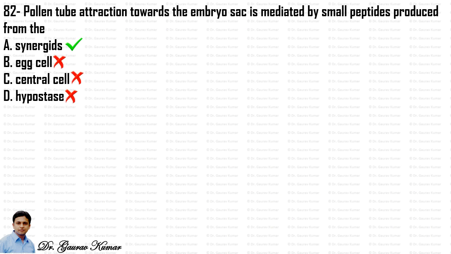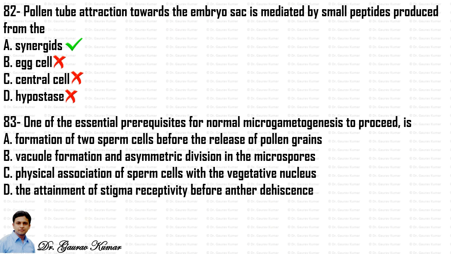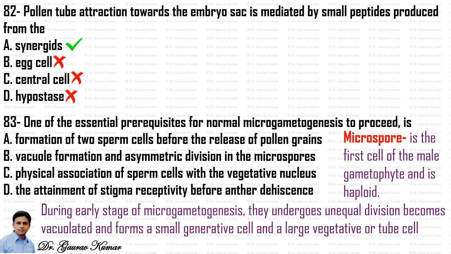Next question. One of the essential prerequisites for normal microgametogenesis to proceed is. So microspore is the first cell of the male gametophyte and is haploid, and during early stage of microgametogenesis, they undergo unequal division, become vacuolated and form a small generative cell and a large vegetative or tube cell. So the answer to this question will be second, that is one of the essential prerequisites for normal microgametogenesis to proceed is vacuole formation and asymmetric or unequal division in the microspores.